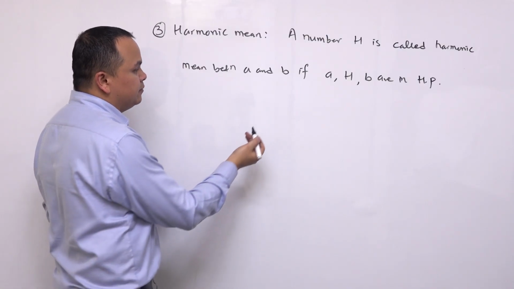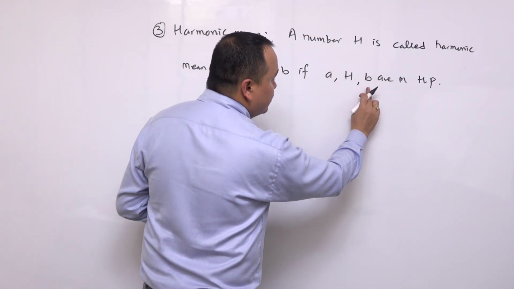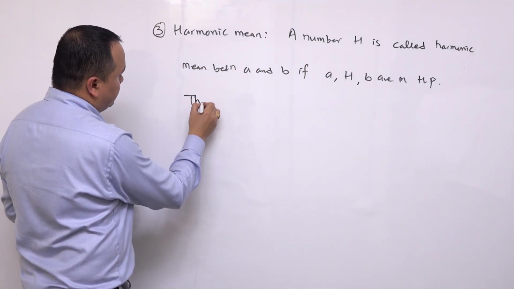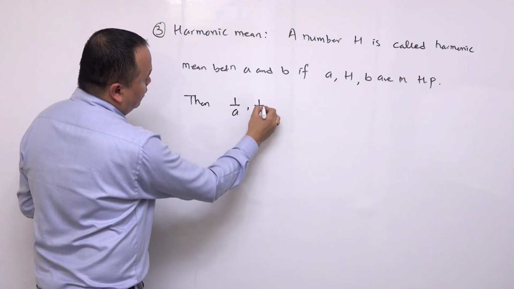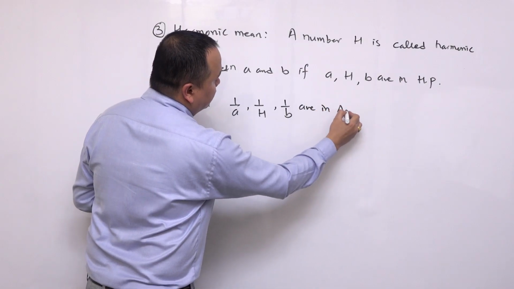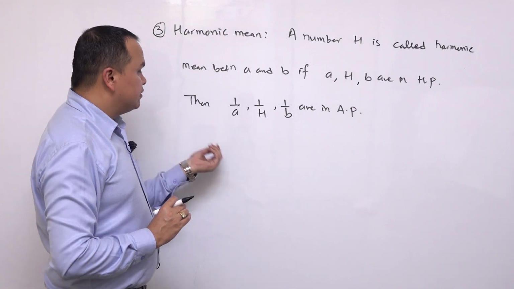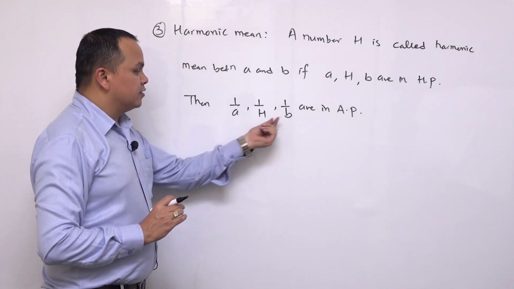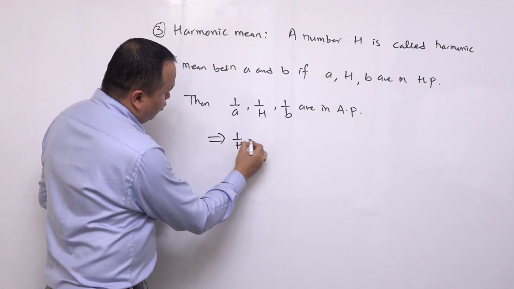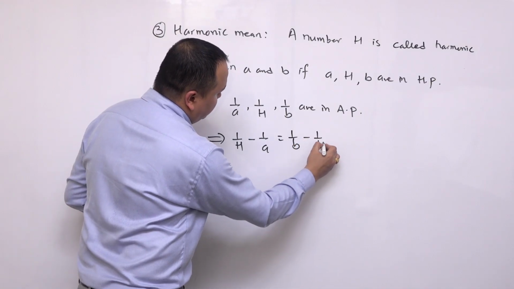By definition of HP, 1 upon A, 1 upon H and 1 upon B, that is reciprocals, are in AP. Then 1 upon A, 1 upon H, 1 upon B are in AP. By definition of AP, T2 minus T1 is equal to T3 minus T2. This implies 1 upon H minus 1 upon A is equal to 1 upon B minus 1 upon H.